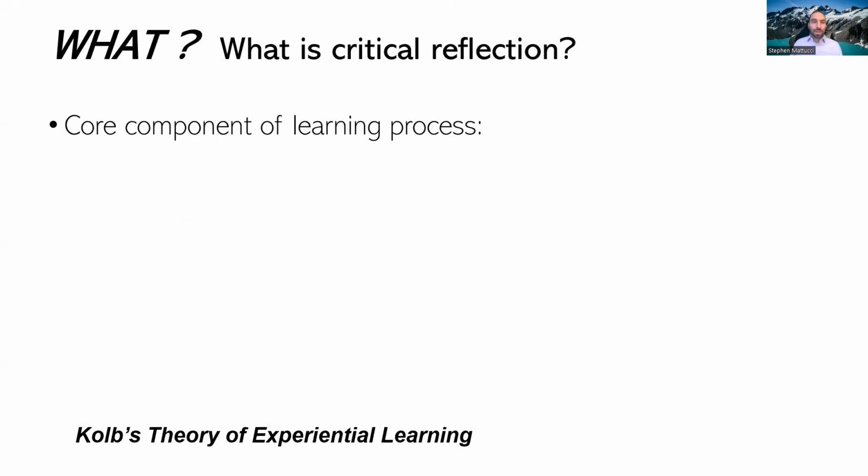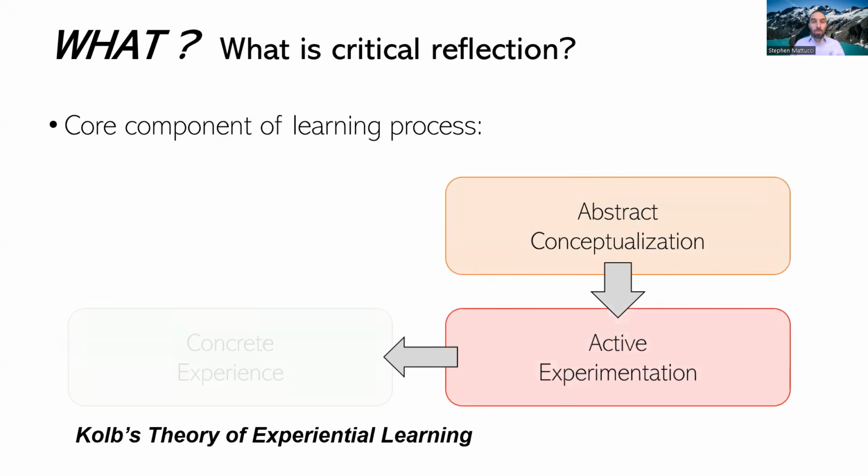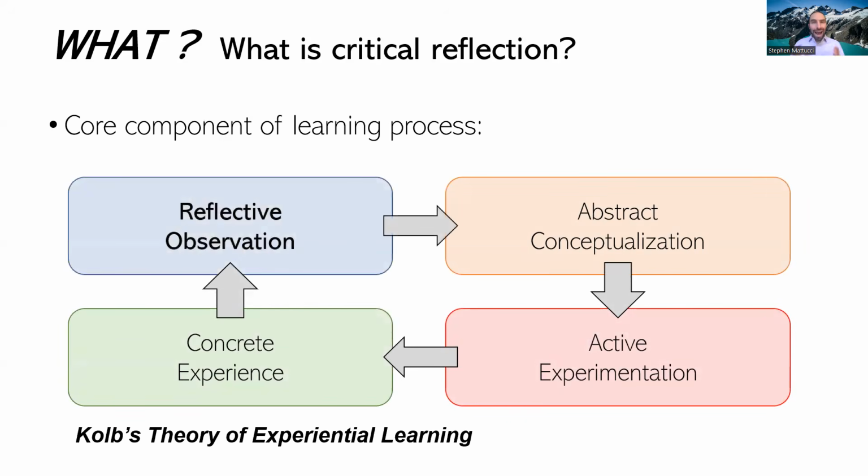So critical reflection is a core component of the learning process. There's a really well-known framework developed by Kolb, this theory of experiential learning. It has 4 components that look at how learning happens. We won't get into all of these components, but one of the key components is this reflective observation. So this has been around for a long time, that reflection is key to learning. That's really the only thing you need to take home from that.